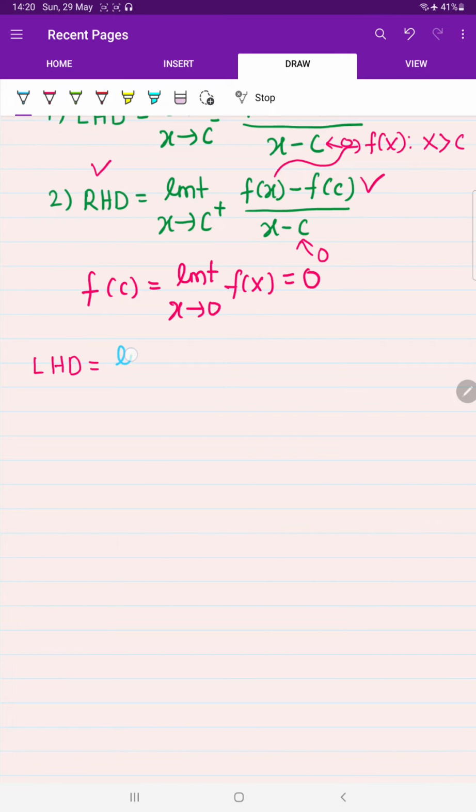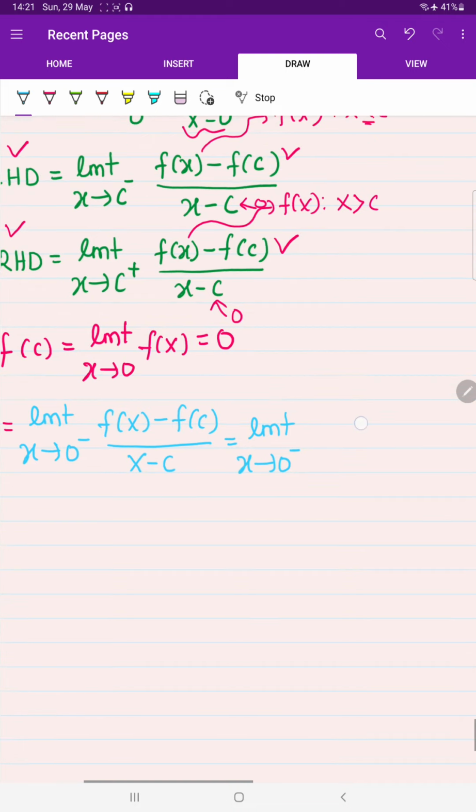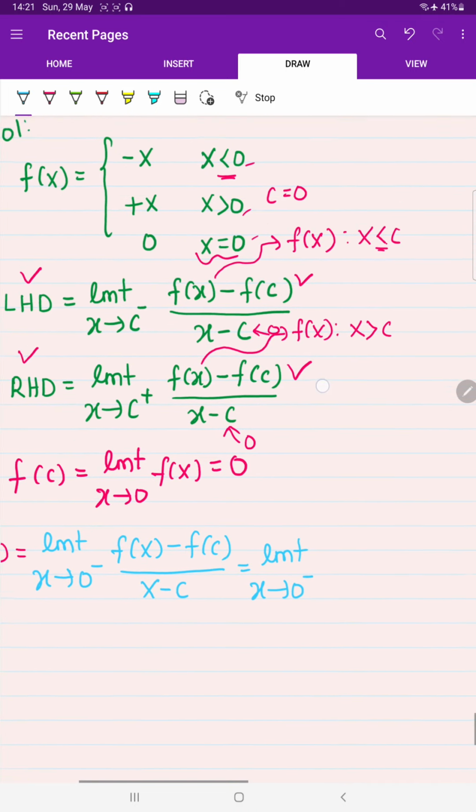Left hand side limit means limit, I have to replace c. Here c will be treated as 0. So 0 minus, we have to consider f of x minus f of c upon x minus c. How will you substitute the value here? From here I can define it further. Limit, since x is approaching 0 minus, f of x means left hand side limit.